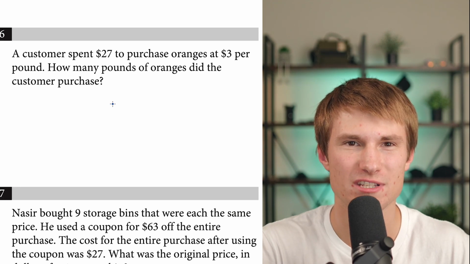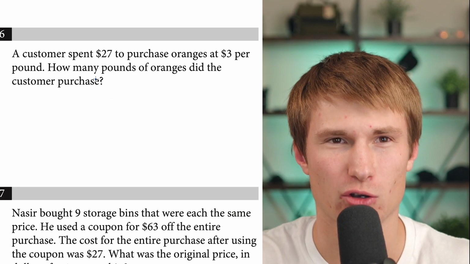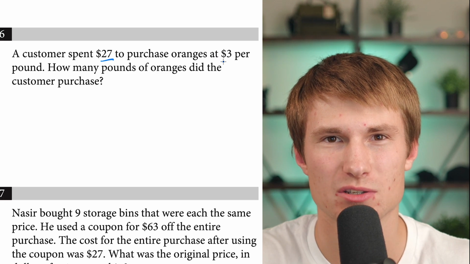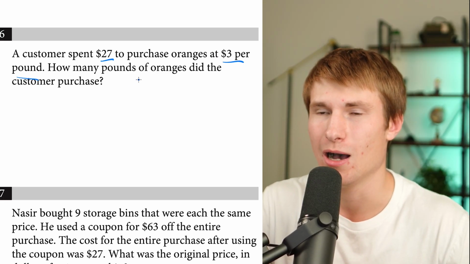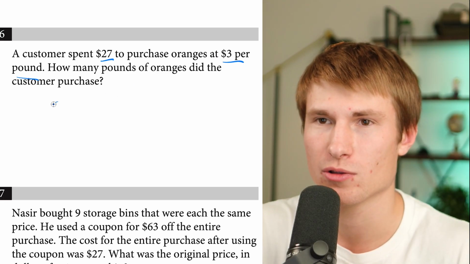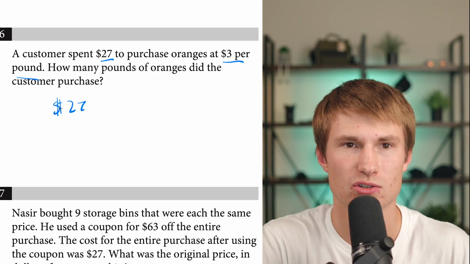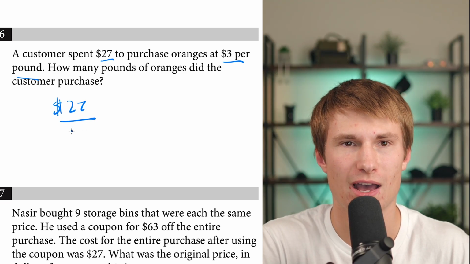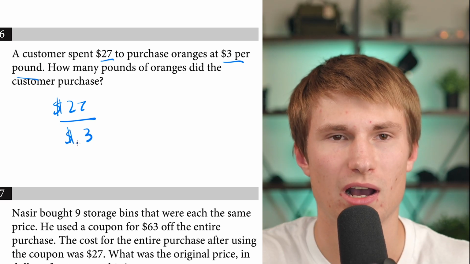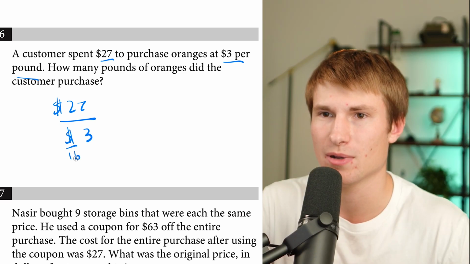Here's how to quickly solve this SAT math question and a trick to check your work. Question 6 states a customer spent $27 to purchase oranges at $3 per pound. How many pounds of oranges did the customer purchase? Well, we know that she spent $27. So that's $27. Now we have to divide that by that $3 per pound. I'll represent pound as LB.